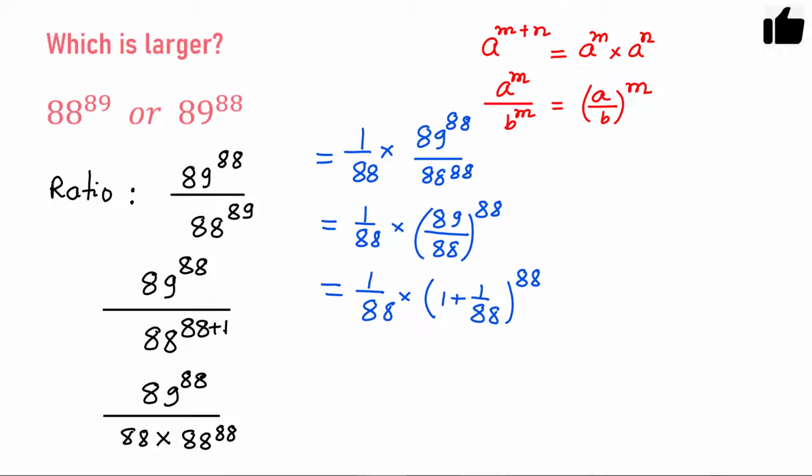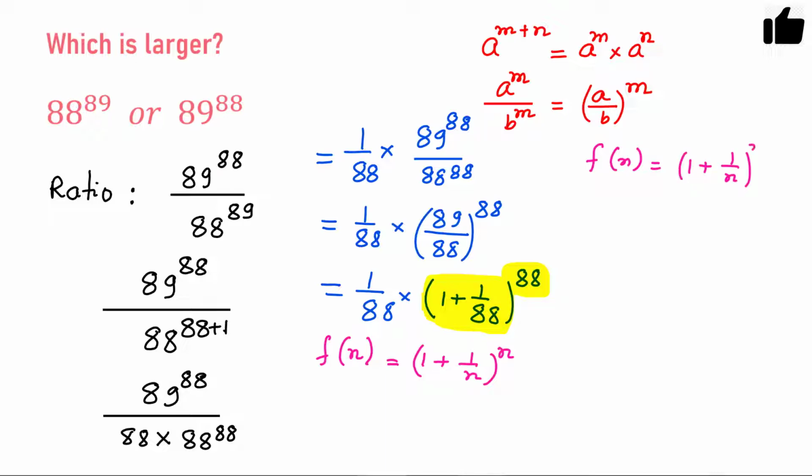Now see this. This is a kind of function in which you have f(n) is equal to 1 plus 1 by n raised to the power n. Let us investigate this function a little bit. What will be the value of f(1)? That is n is equal to 1. In this case, this is 1 plus 1 by 1 raised to the power 1. This is equal to 2.